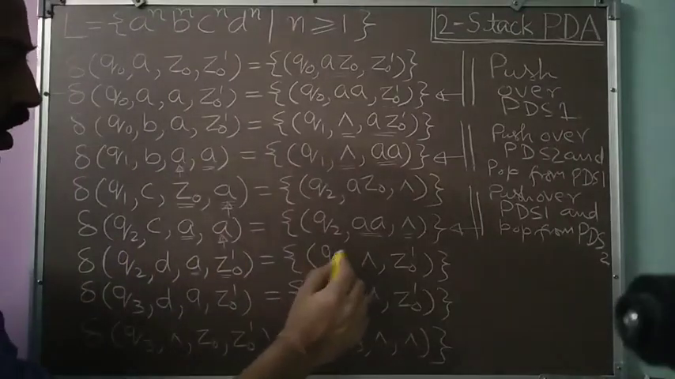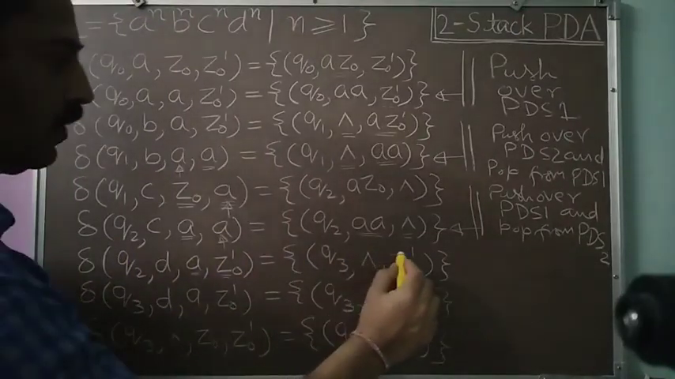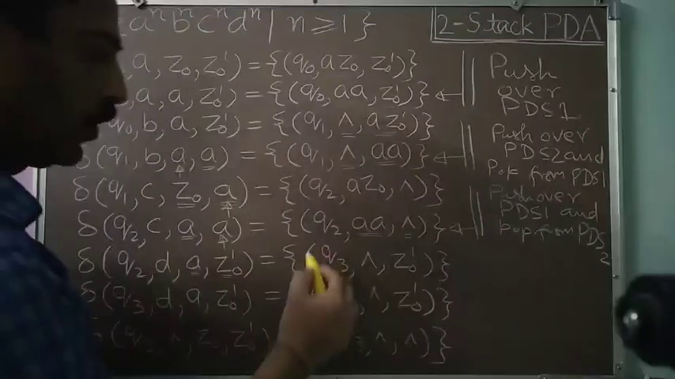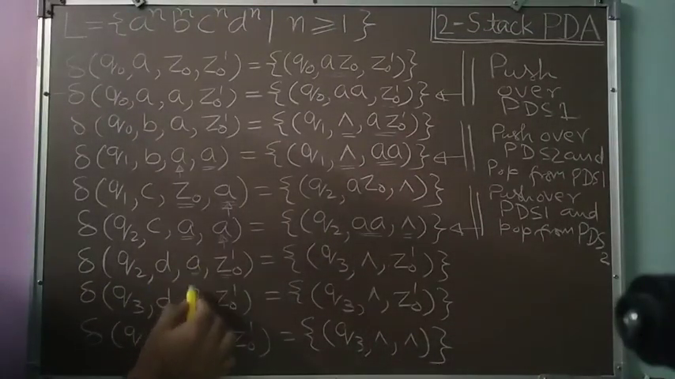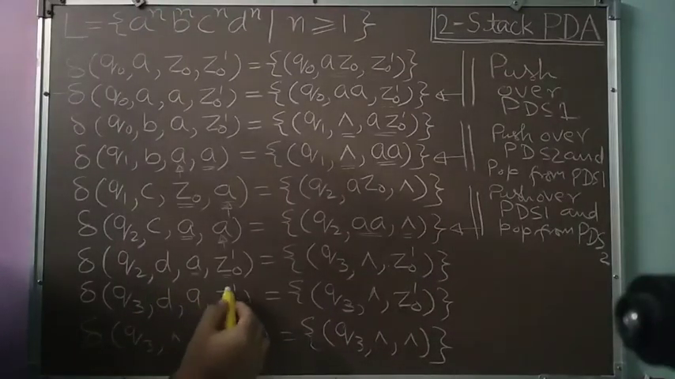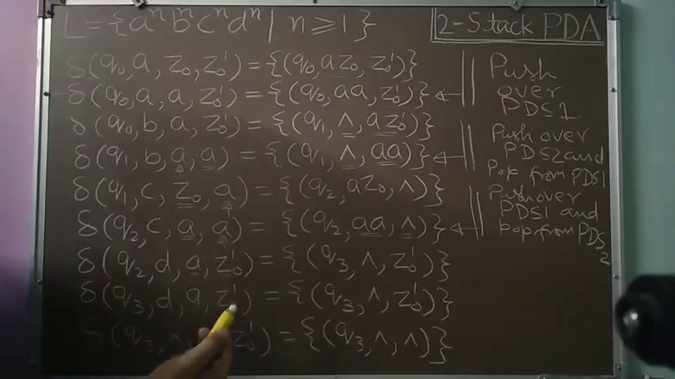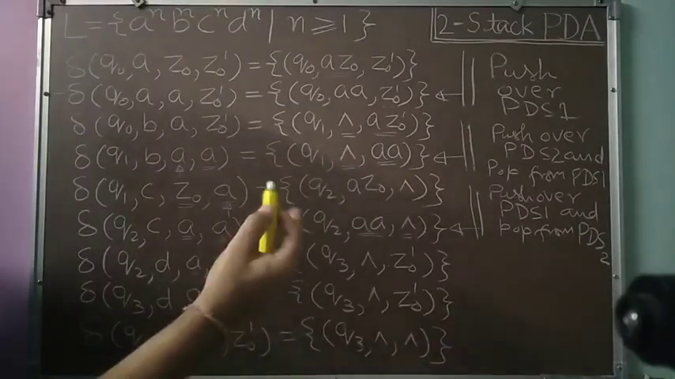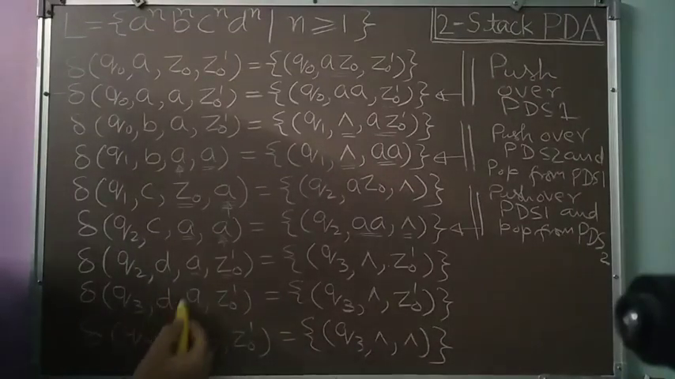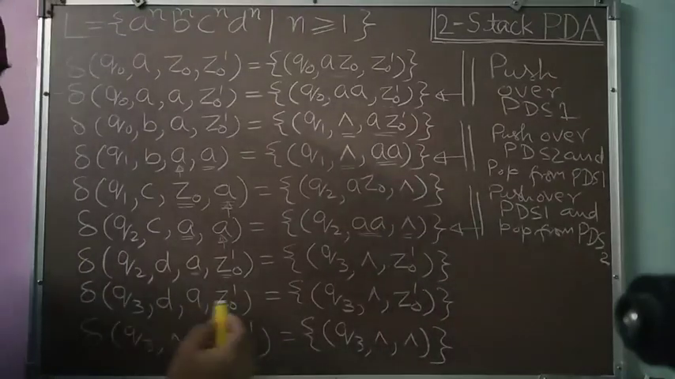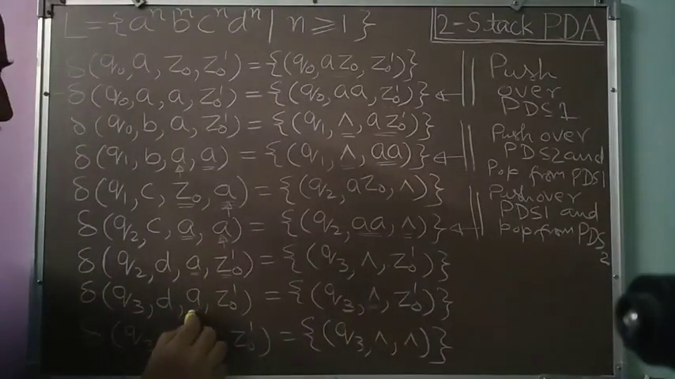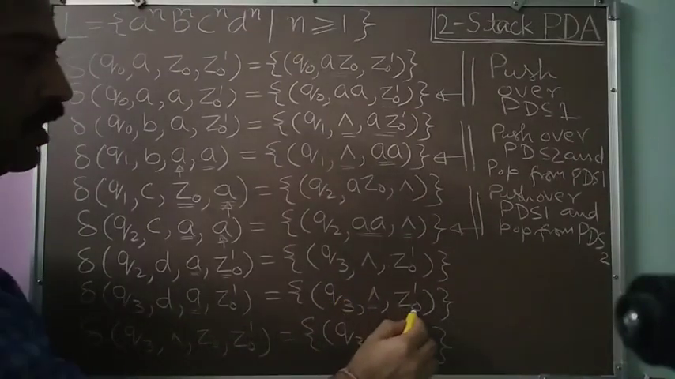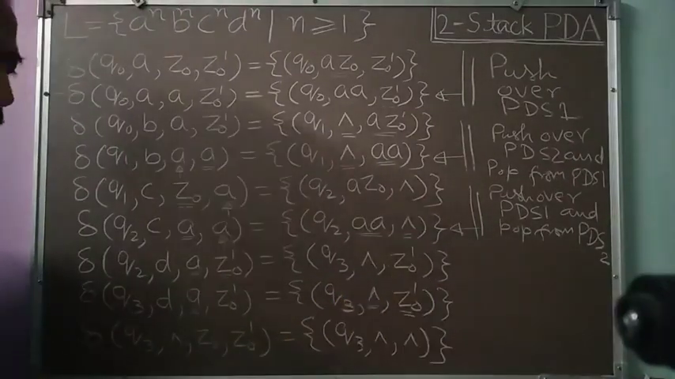So we have changed to the state Q3. We have written null here and we have written Z0 dash here. So now we are in the Q3 state receiving other D's. So in Q3, on the top of the first PDS will be A because we have to match D's with the A's, and Z0 dash on the top of the PDS2. So we have to maintain this until we match all the D's with all the A's. Okay. So now we have written null here because we have to match with the PDS1. So we have written null here and we have written Z0 dash to maintain its status.